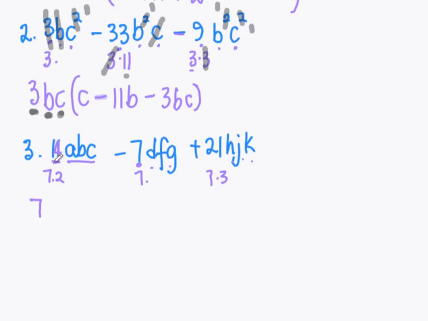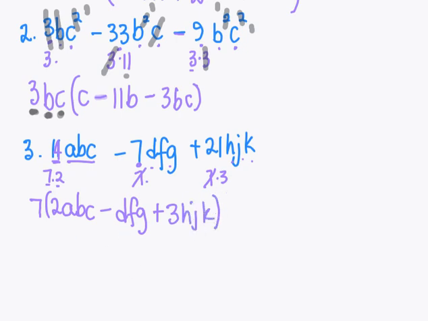So now we have 7 as a common factor out. We're left with the 2ABC minus, the 7 is gone out as a common factor, we're left with DFG. The 7 is gone out as a common factor on the 21 plus 3HJK. That's what we have left in there.